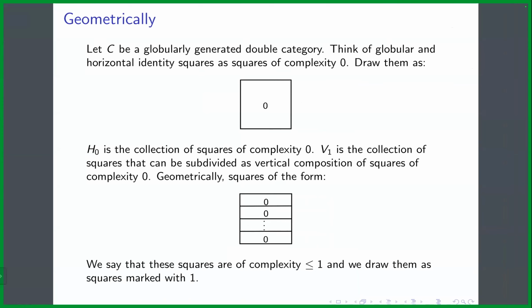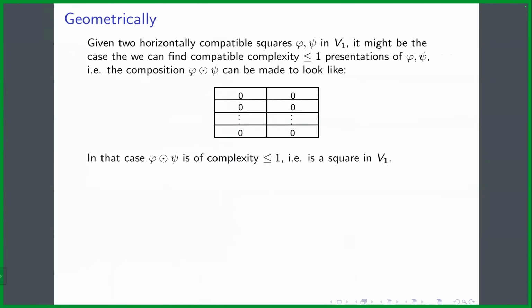Then V1 is a collection of squares that can be subdivided as a vertical composition of squares of complexity 0. So geometrically, V1 is the collection or the category of squares that can be subdivided like this. So it can be written as a vertical stack of squares marked with a 0. So we say that these squares are of complexity less than or equal to 1, and we draw them as squares marked with a 1.